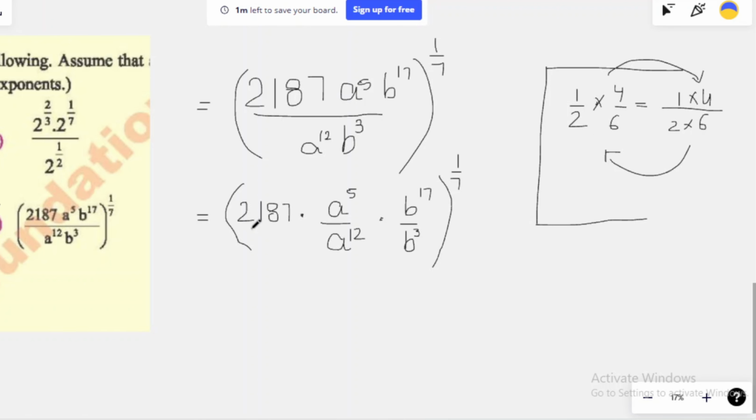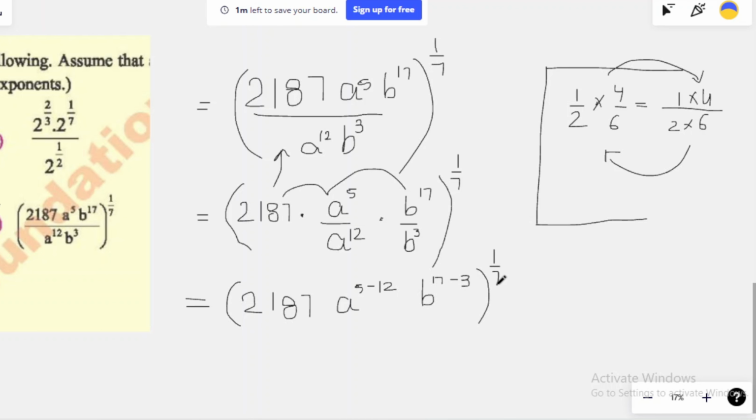So we did a similar thing here. We have written 2187 separately, then these two with a fraction separately, and these two with a fraction separately. And we do know this is the same thing as what we have here, because if we want to join them together, we multiply the numerators together and denominators together, and we get the same thing back. So now we are going to move forward. 2187, here bases are similar and powers are going to be subtracted, so 5 minus 12. Why subtracted? Because they are being divided. Then we have b raised to the power 17 minus 3, and this whole raised to the power 1 over 7.